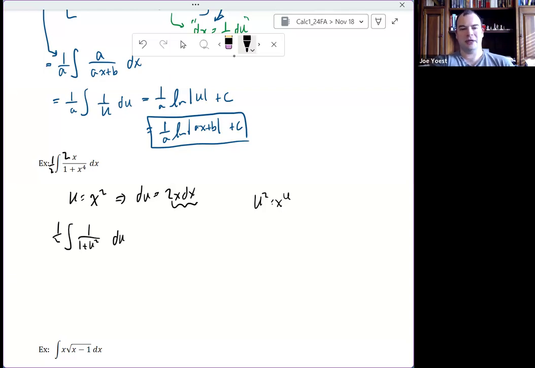Now, at first glance, it might seem like I didn't put enough into u to get something nice enough out to integrate, except that I actually recognize this function, right? I recognize that 1 over 1 plus something squared is the derivative of arctan of something. So this is 1/2 arctan u plus c. u is x squared.